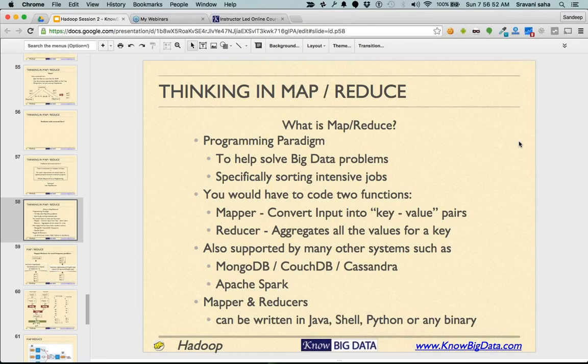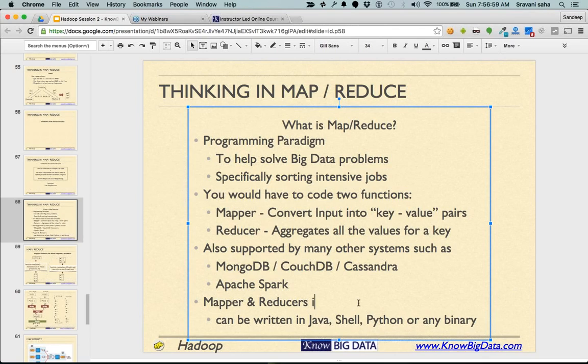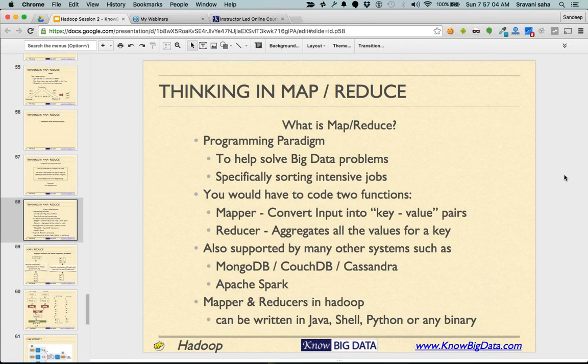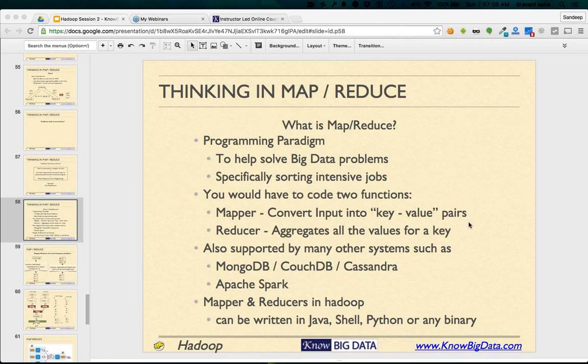Now, mappers and reducers in Hadoop can be written in Java, Shell, Python, or any binary for that matter. We will show you how to do that.